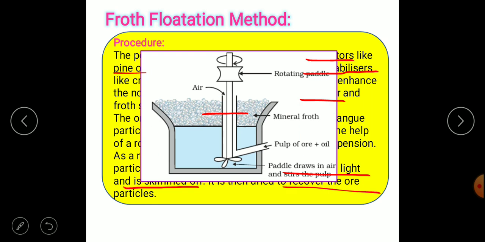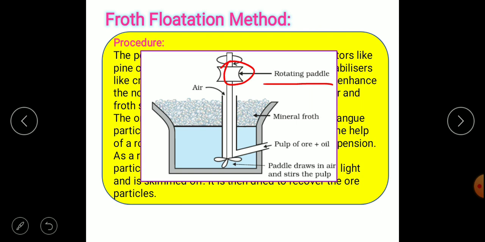So here you can observe the apparatus. This is a rotating paddle in order to rotate. Here we are going to add an ore as well as oil. The paddle draws in air and stirs the pulp. So mineral froth is nothing but an ore particle which is present in it.